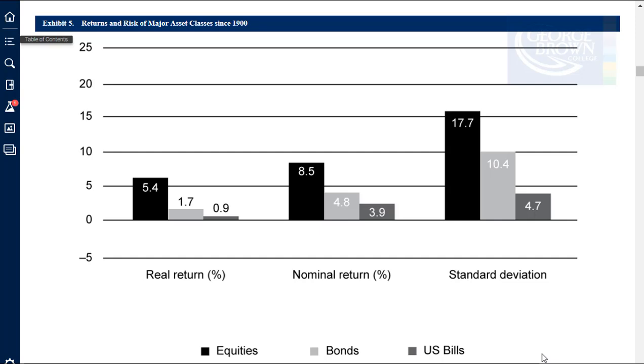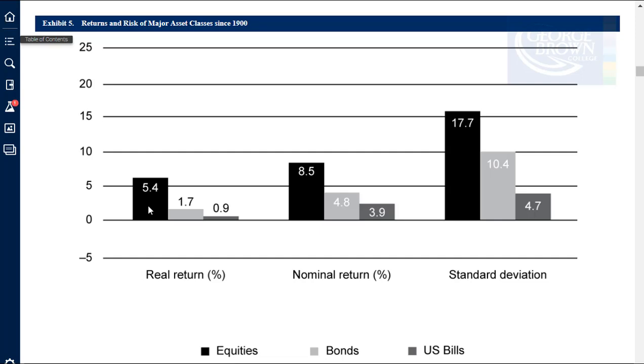I just wanted to show you that there's a lot of overlap between what you're learning in the Foundations program and if you move up then to the CFA program. Okay, so you can see here Exhibit 5 from the chapter on equities, returns and risk of major asset classes since 1900. So it's a similar thing. It's just showing equities here. And so the real return is 5.4%.